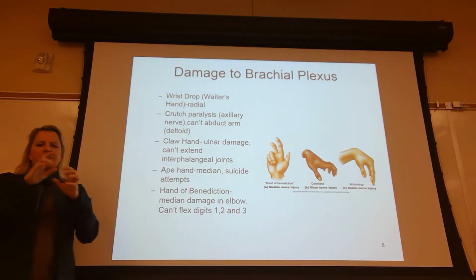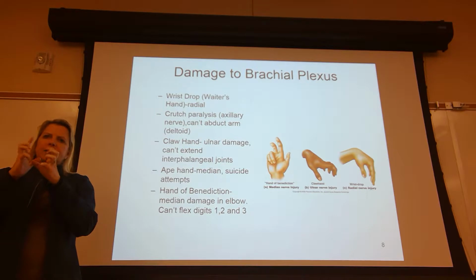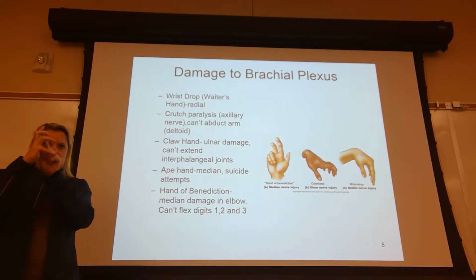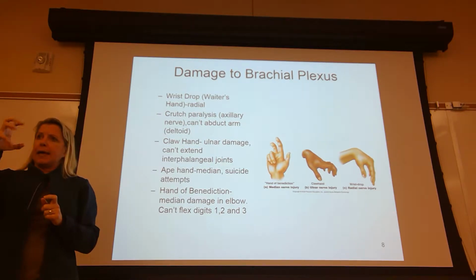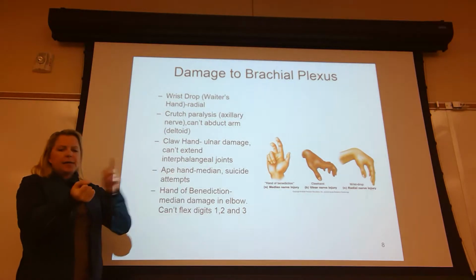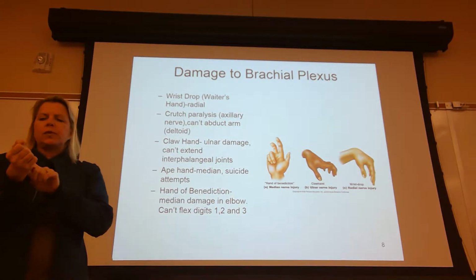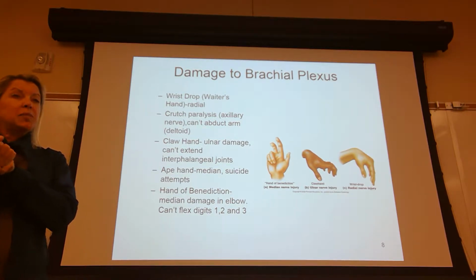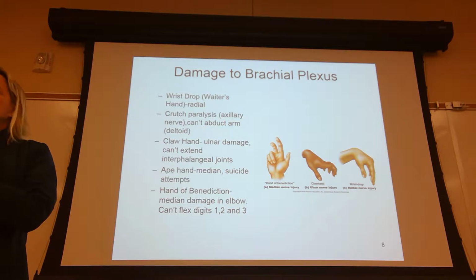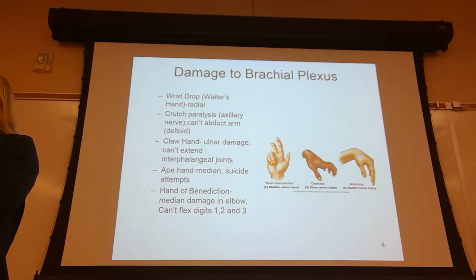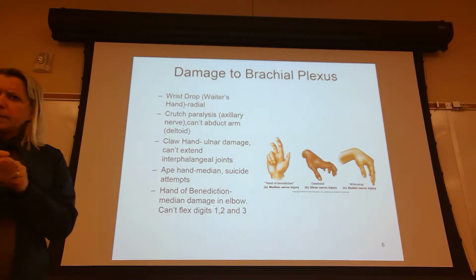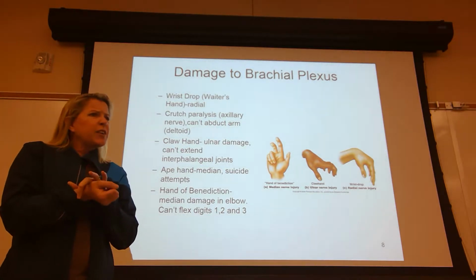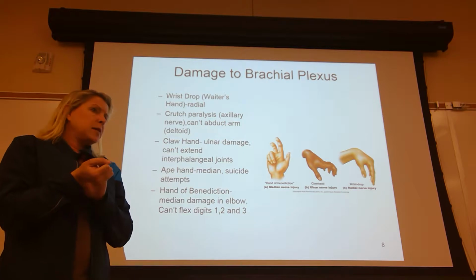You can't extend the interphalangeal joints. That would be these joints. So you can't do this. So you have the claw hand. Ape hand is usually a result from damage to the median nerve when someone tries to commit suicide by slitting their wrists. They usually get ligaments, and the nerves, you have to actually cut pretty deep to get to the arteries. So usually it's a failed attempt.